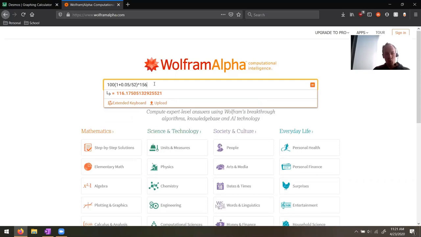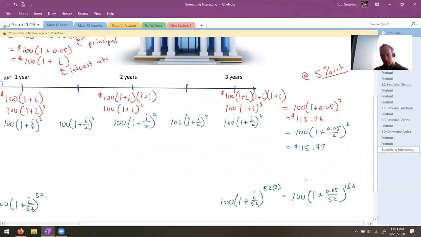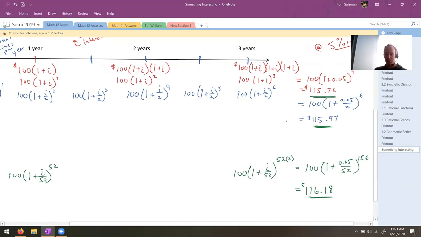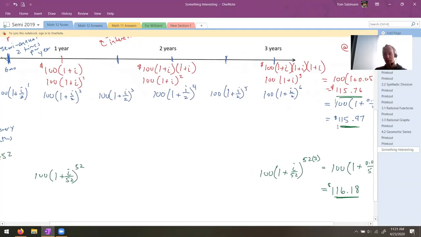This tells me $116.18. So by having it compound weekly, I'm actually getting quite a bit more money. I mean, 20 cents more, but we can see the relative differences. The whole point of all this is me telling you that with compound interest happening on a weekly, or even a daily basis, you get more money.